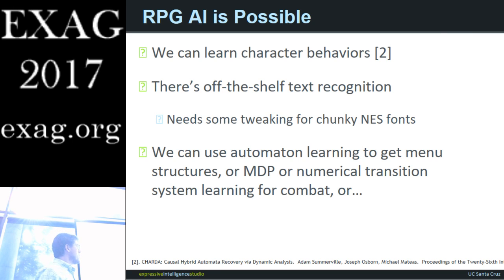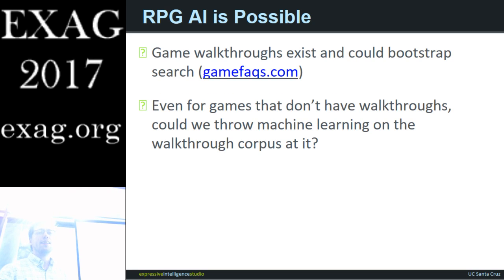There are plenty of off-the-shelf text recognition programs, although we show that they do need some modification. They don't just run as is on these big blocky Nintendo fonts. And we have approaches already for things like menu structure learning, numerical transition system learning, or MDP learning. So the pieces are there, I think.